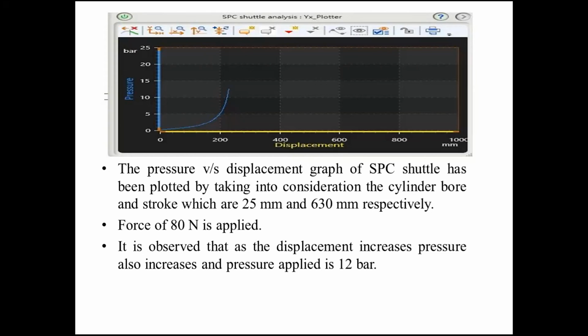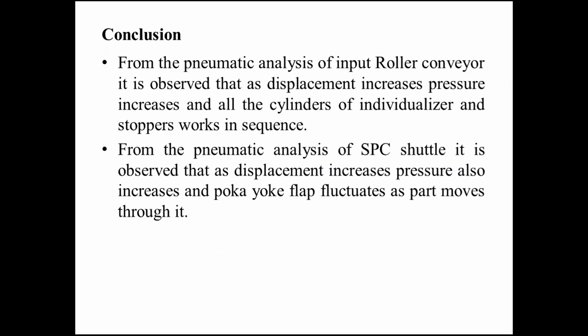So, the conclusion. From the pneumatic analysis of the input roller conveyor, it is observed that as displacement increases, pressure also increases, and all the cylinders of the individualizer and stopper operate in sequence. And from the conclusion of the shuttle station, it is observed that as displacement increases, pressure also increases. The same type of result is seen here, and the Poka-yoke flap fluctuates as the part moves through it. These are the references. Thank you.